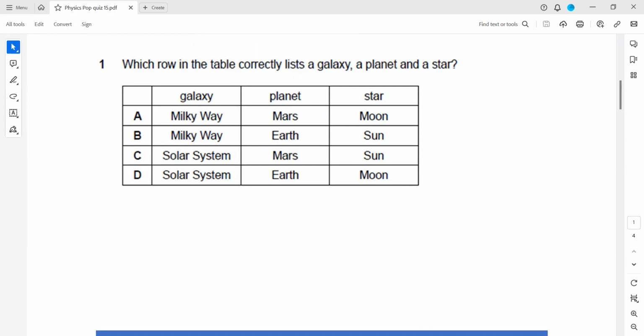when we check the first option, a galaxy Milky Way, okay, that's right. A planet Mars is there, that's also right. But the Moon is not a star. The Moon is a natural satellite. It's not a star. So that's wrong. When we check option B, Milky Way is a galaxy, Earth is a planet, and the Sun is a star. So that's why B is the right answer. So for the first one, B is the right answer.